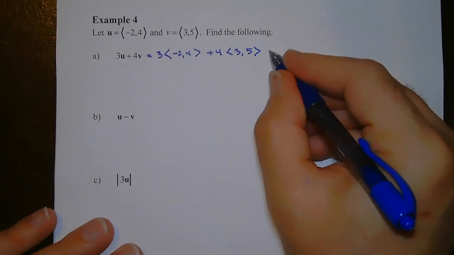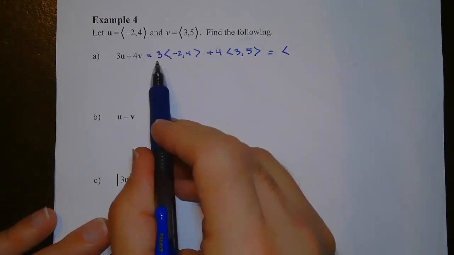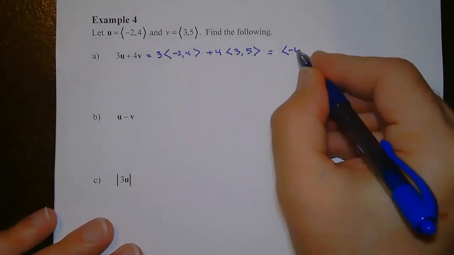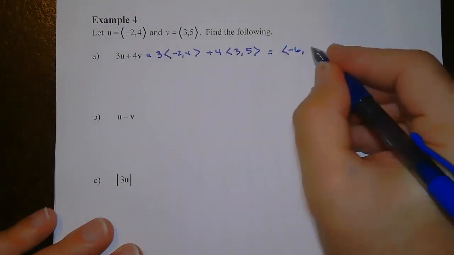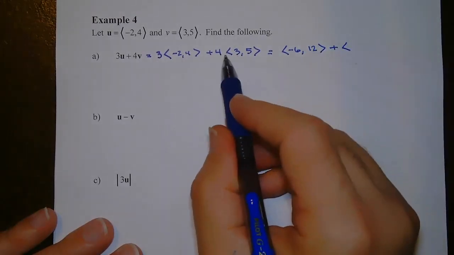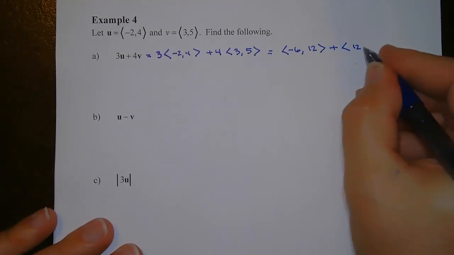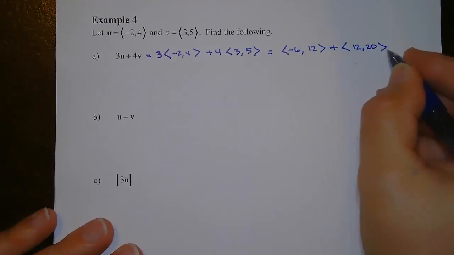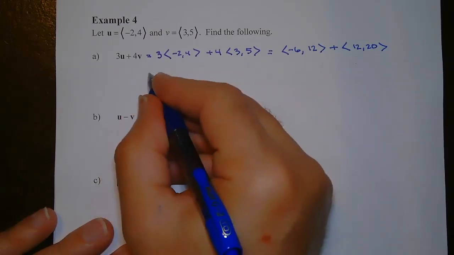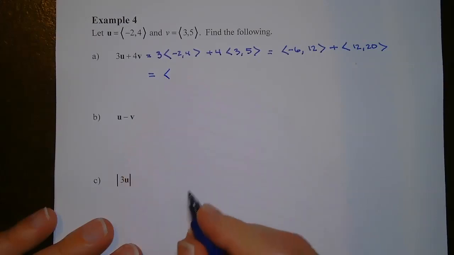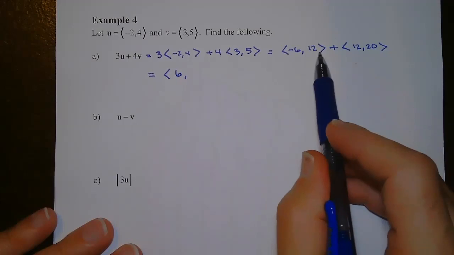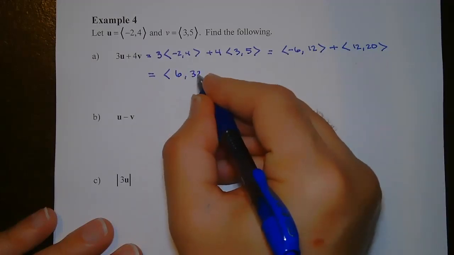So we're going to add the vectors. This is a scalar times a vector, so that would be 3 times negative 2, which would be negative 6, comma, 3 times 4, which is 12, plus this new vector, which would be 12, comma, 20. And we have to put the symbol for vectors. Now what does this say to do? Well, now I have to add these. So this new vector would be negative 6 plus 12, which is 6, comma, 12 plus 20, and that'd be 32.